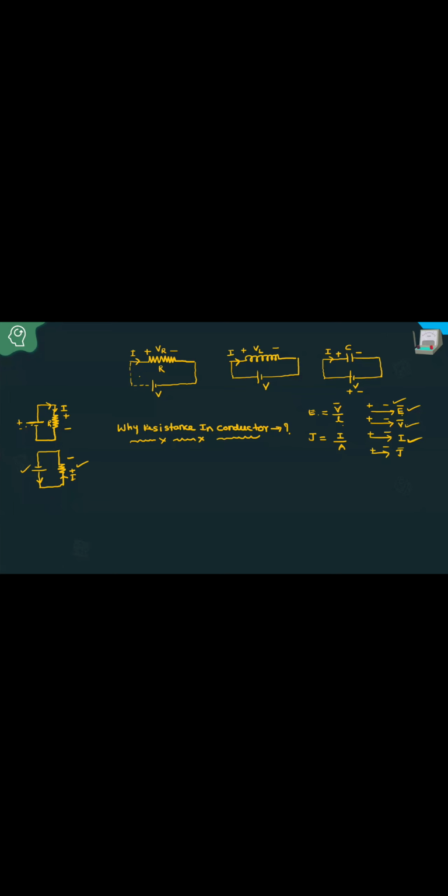Now I'm asking the question, why resistance in a conductor? Let's consider any one conductor, students. This is the one conductor. Within the conductor, there are some ions present, like this. These are tightly bound to the atoms, and there are some electrons also. In any conductor, there are freely moving electrons.